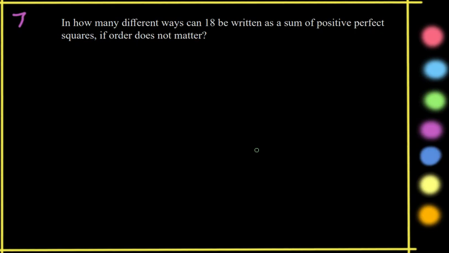All right, let's take a look at number 7. This one says, in how many different ways can 18 be written as a sum of positive perfect squares if order does not matter? Okay, so what are all the positive perfect squares that we could use? Well, 1 squared is 1, 2 squared is 4, 3 squared is 9, 4 squared is 16. The next one's going to be 25, which is already bigger than 18. So these are the ones that we can use. We just have to figure out how many of each we're going to use.